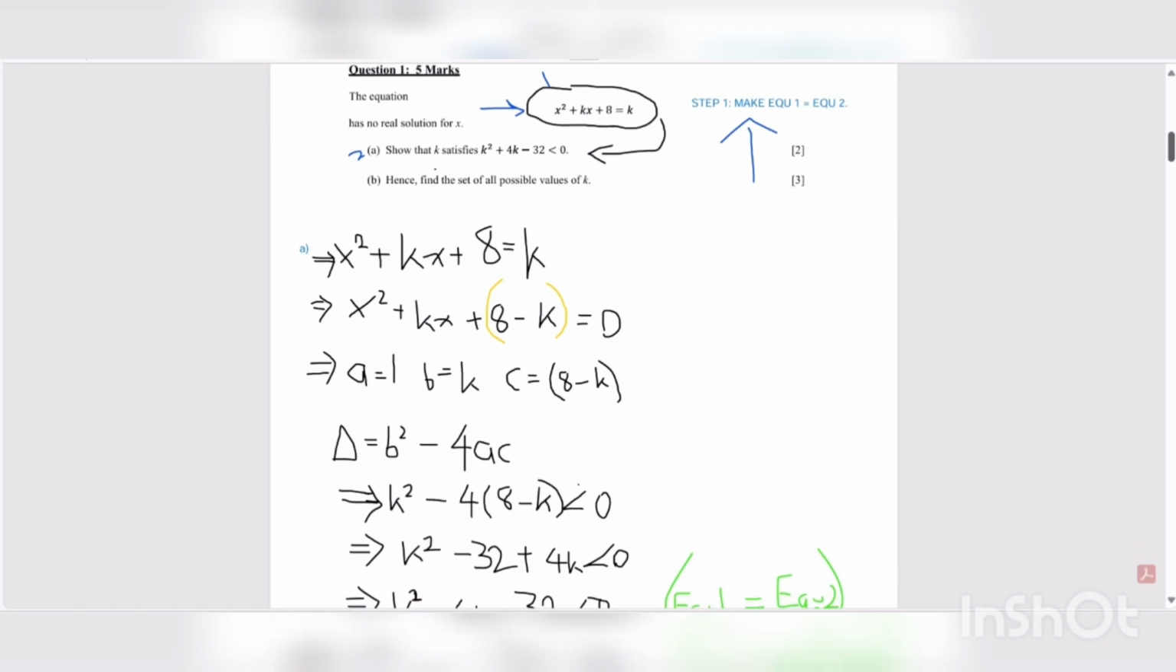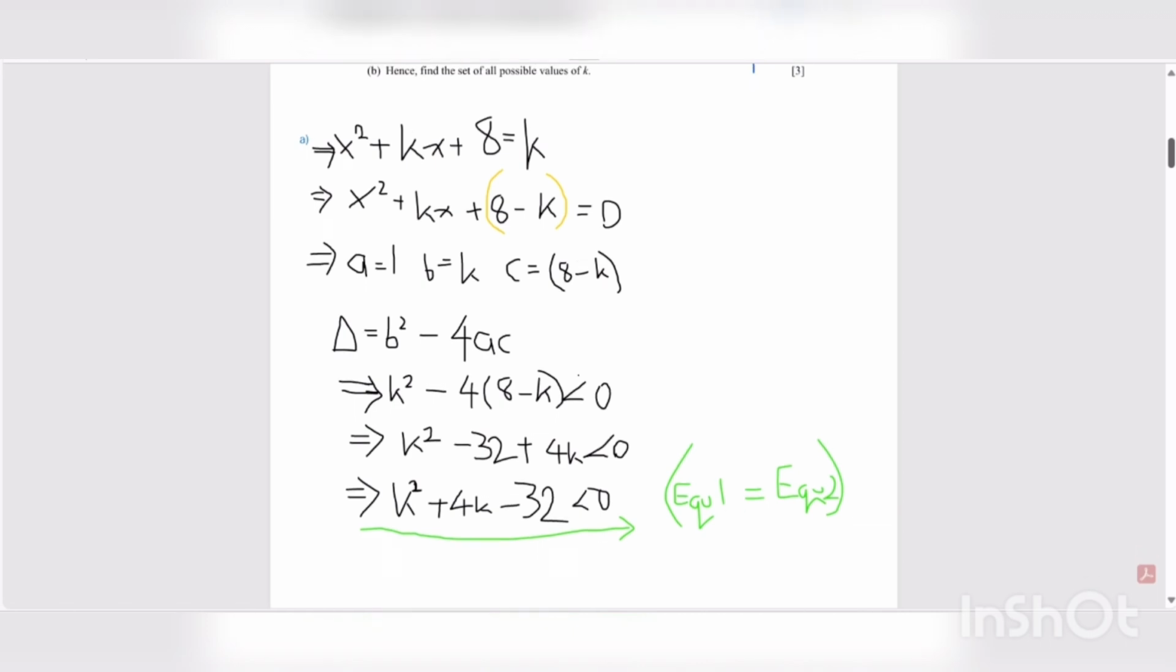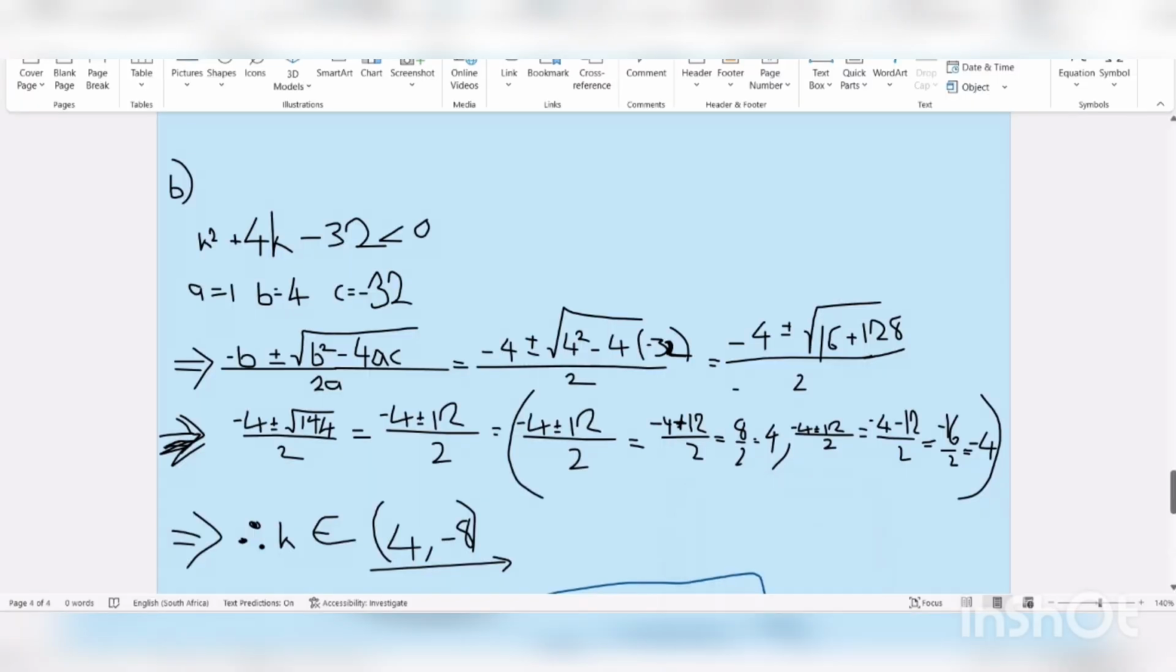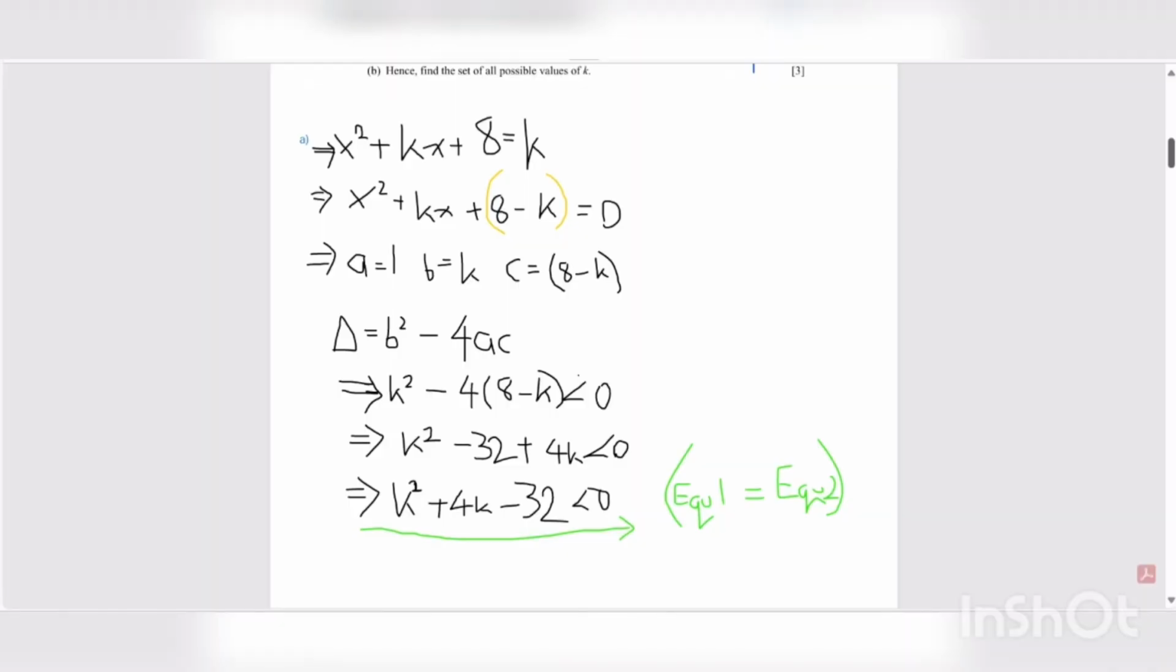So you can see this is how we've done it. We factorize a equals 1, b equals k, and c equals 8 minus k, and this is how you work it out. So that's section A. Section B, we want the values for k, and we'll use the quadratic formula, and this is how we get it, right? So let's go to the next one.